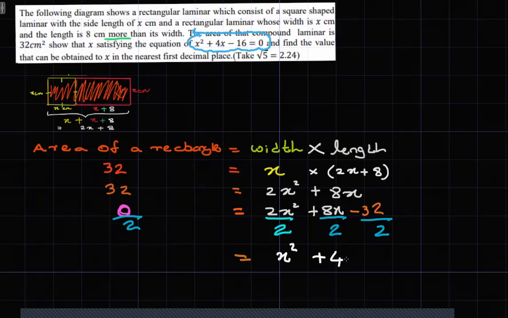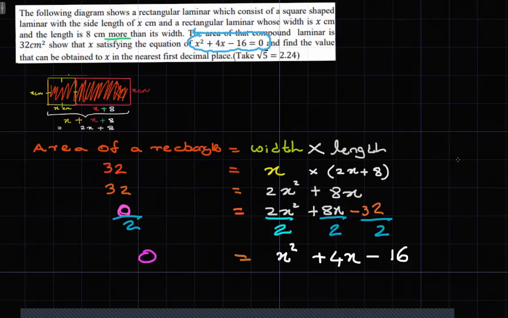That's 4 for x. And what's 32 divided by 2? 16. And what is 0 divided by 2? Whenever you divide 0 by something, you always get 0 as the answer.